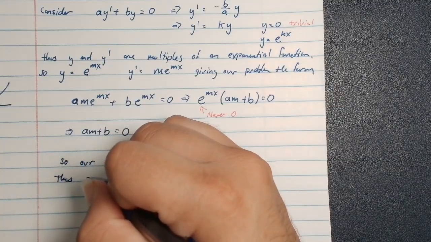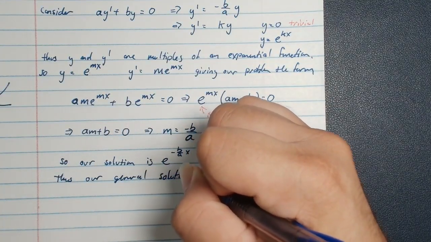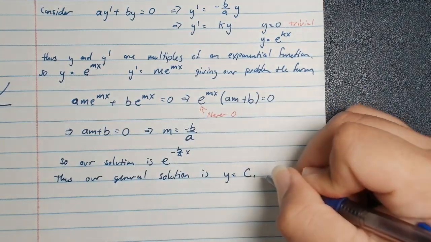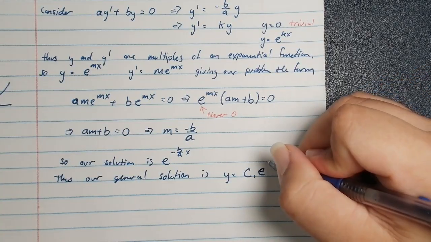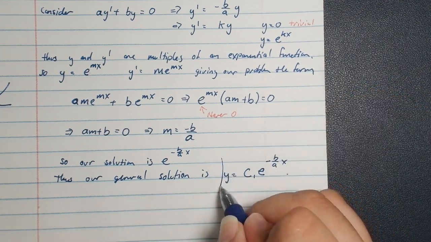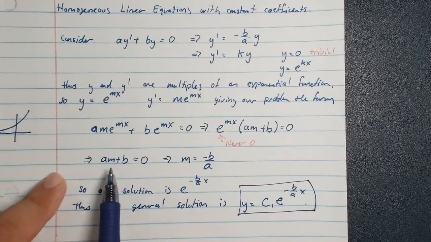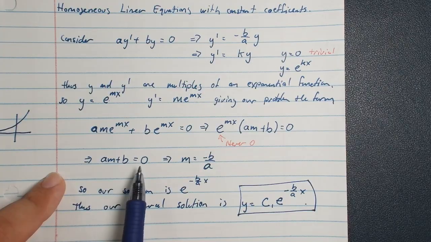Thus, our general solution is y equals C1. I guess I could just say C because there's only one of them, but whatever. C1 e to the minus b over a x. And there we go. But notice this problem here is nothing more than a simple polynomial.